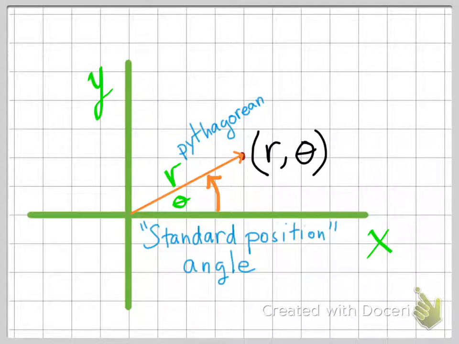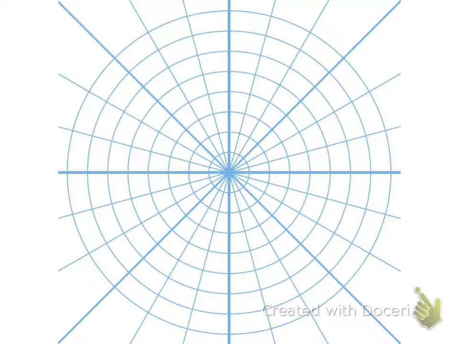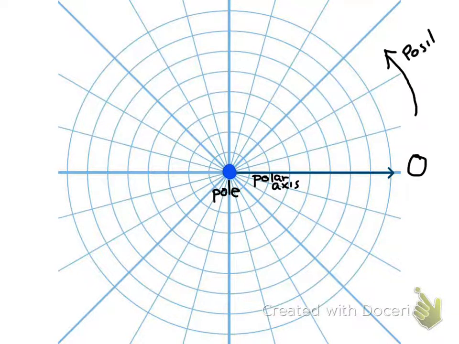So let's look at an actual polar coordinate grid. All right, it looks something like that. And on a polar coordinate grid, we have something called the polar axis, which is what you would usually call the positive x-axis, and the origin is given the name the pole. That's just what they're called, polar axis and the pole. The angles are still measured in standard position, positive angles going counterclockwise and negative angles going clockwise around the circle.